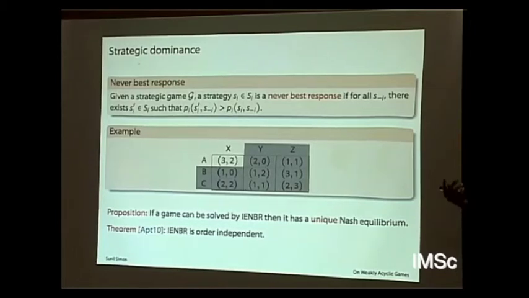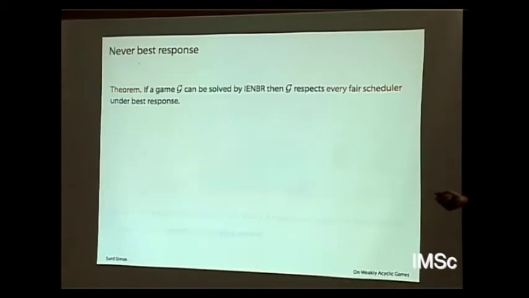If you, for instance, teach a course in game theory, this is something that you'll do in the first or second lecture. So why is this interesting for us? Well, because of this result here, which says that if a game can be solved by IE and BR, then it respects every fair scheduler under best response. If a game can be solved by IE and BR, it means that there is a unique Nash equilibrium, and you terminate in this Nash equilibrium. Well, then it means that you pick any scheduler, as long as it is fair, every improvement path is finite.